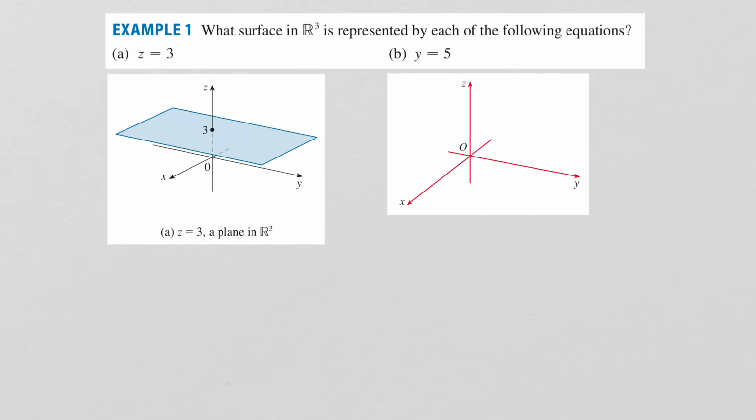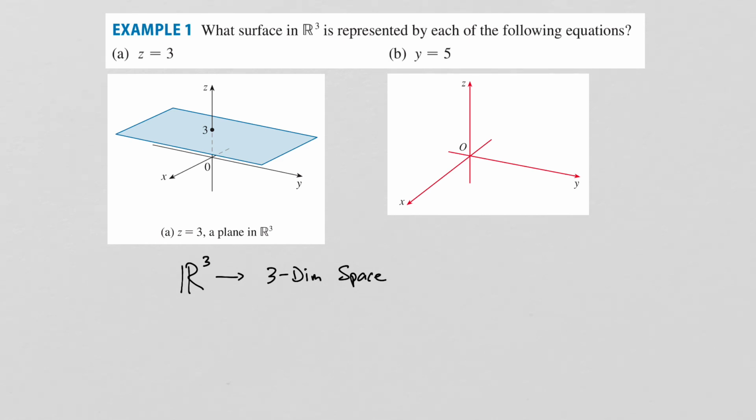So this is a little better picture of what z equals 3 would look like. Now in the textbook, you will see them refer to R3. It almost looks like R cubed. That is the symbol that we use for 3-dimensional space. So we call this R3, and it simply represents 3-dimensional space.